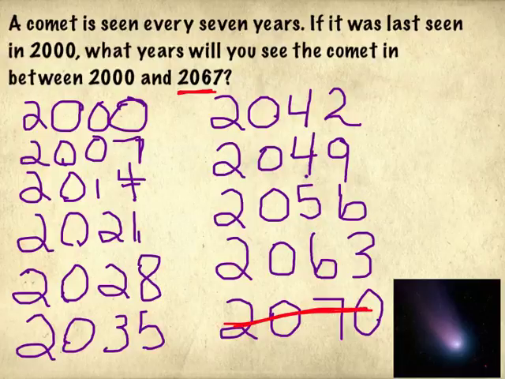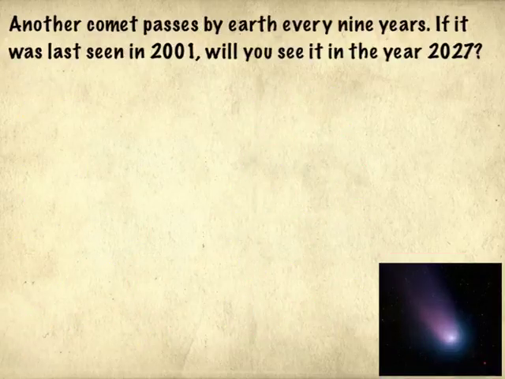And so here we go by doing the multiples of 7, which are 7, 14, 21, 28, 35, 42, 49, 56, 63. I've found the years in between 2000 and 2067 when you're going to see those comets, or that comet. Here's another version of the same problem.